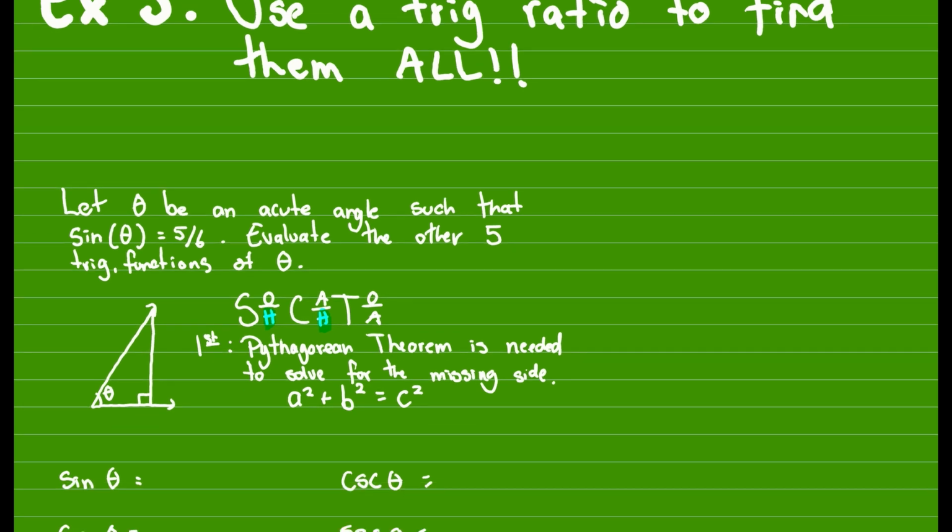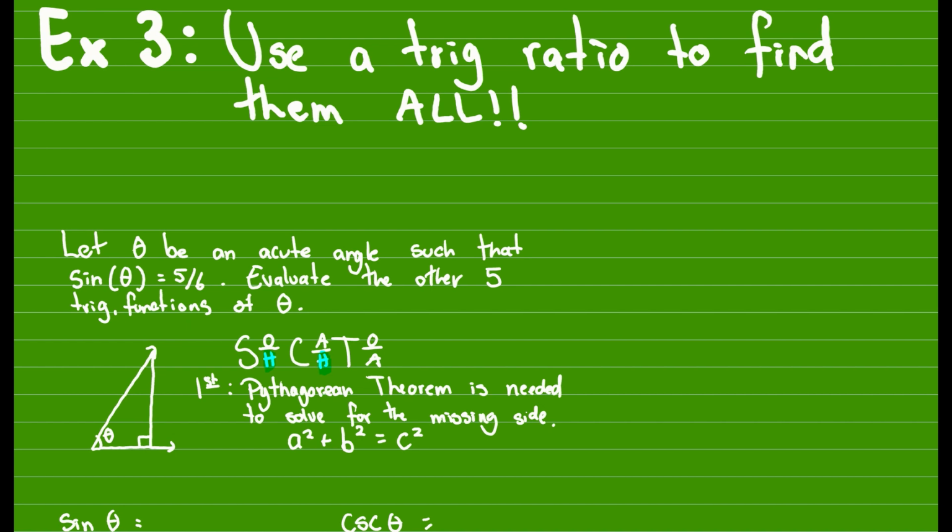So let's do this. This is a typical problem. Let theta be an acute angle. So what does that mean? It just means that it's less than 90 degrees, such that sine of theta is equal to 5/6. Evaluate the other 5 trigonometric functions at theta.